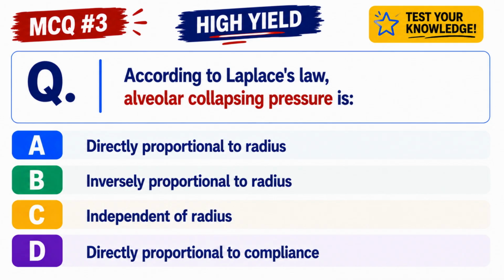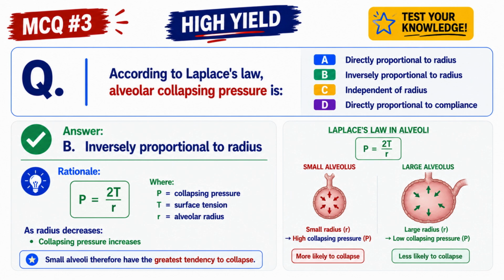Question 3. According to Laplace's law, alveolar collapsing pressure is: A. Directly proportional to radius. B. Inversely proportional to radius. C. Independent of radius. D. Directly proportional to compliance. The answer is B. Inversely proportional to radius. Here's why.